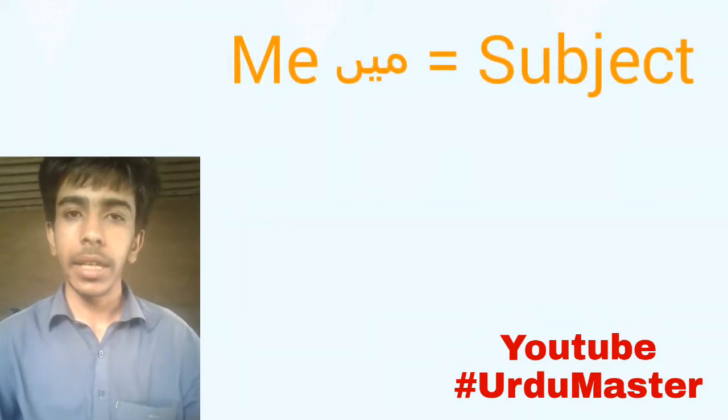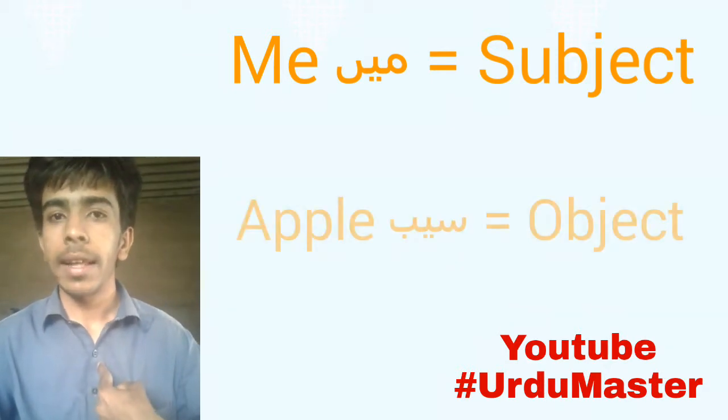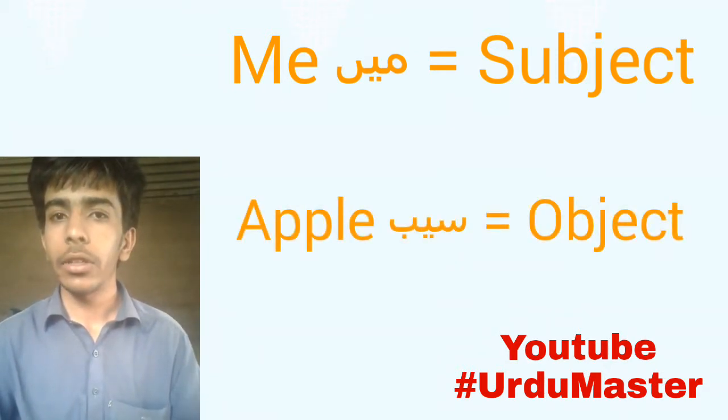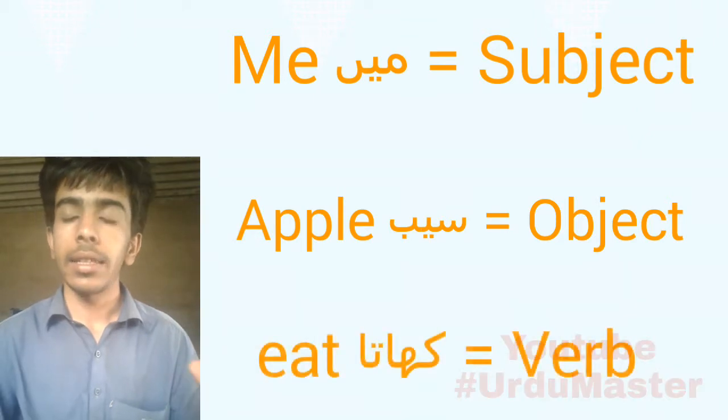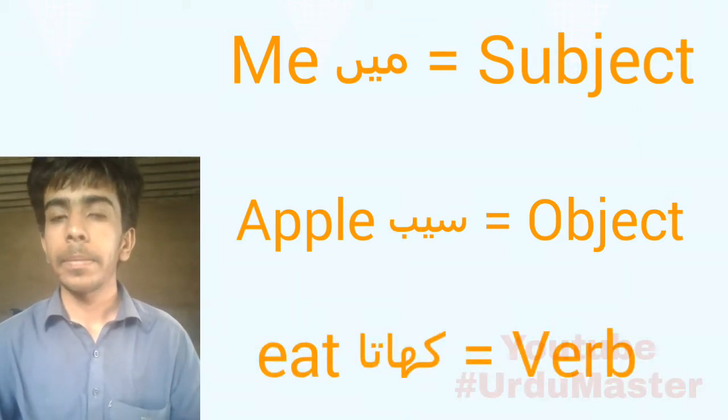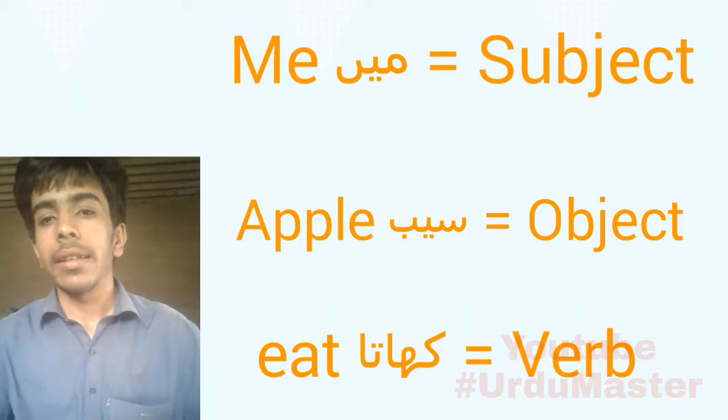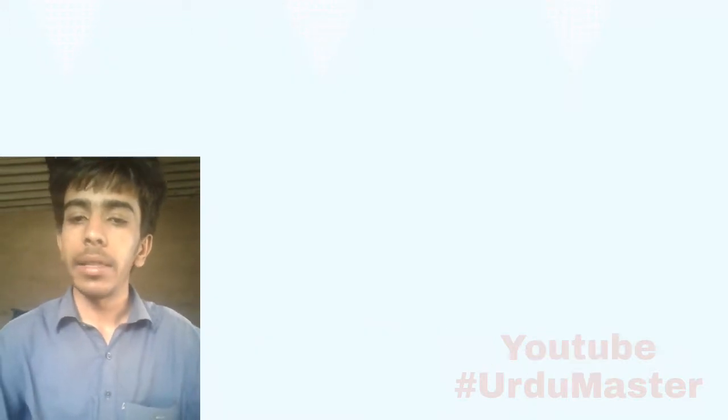मैं is subject, means me. सेब means apple, that's object. And खाता हूँ is verb. That means I eat apple.